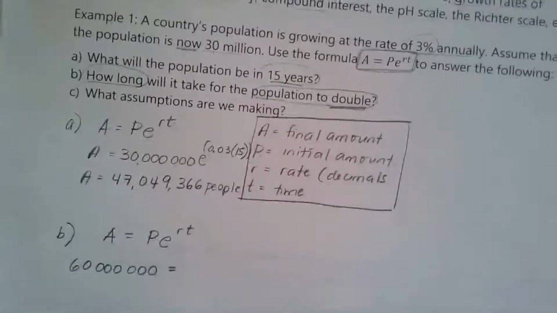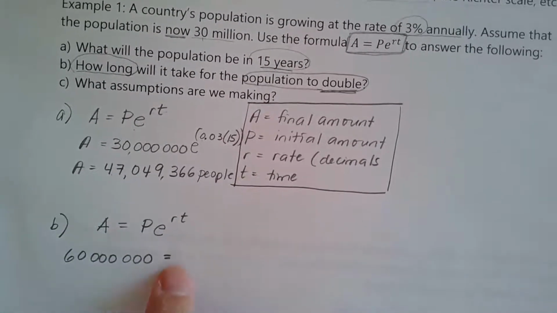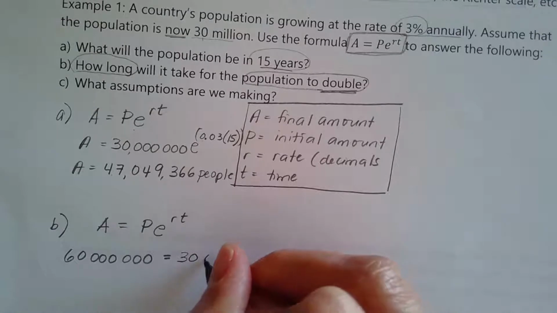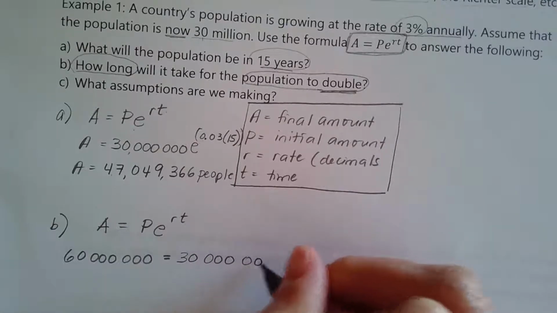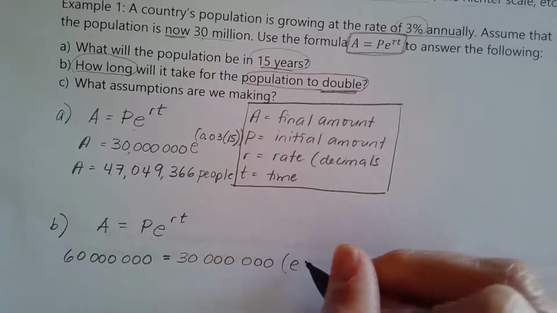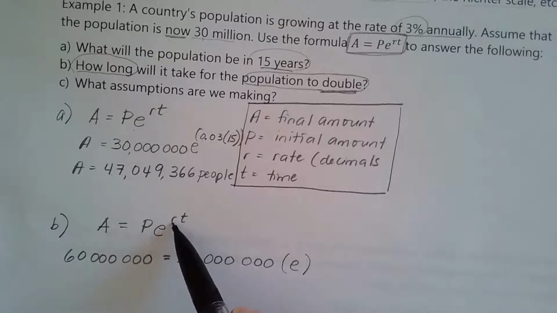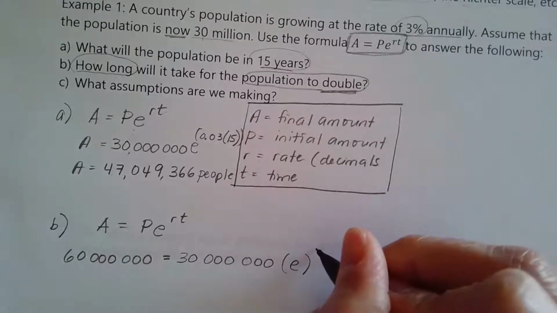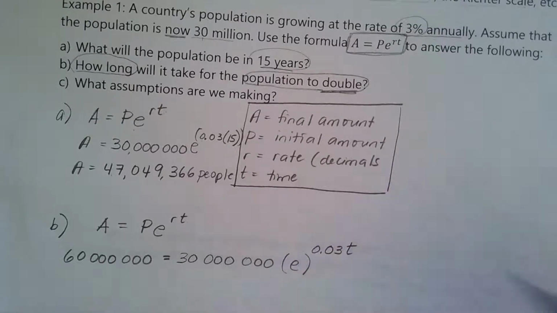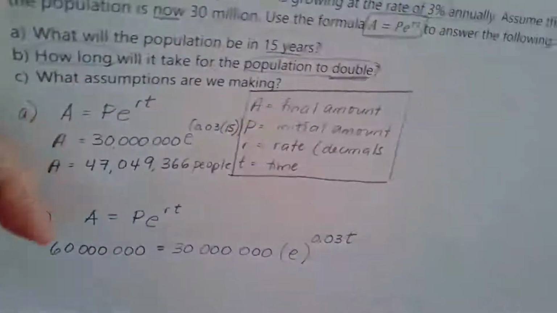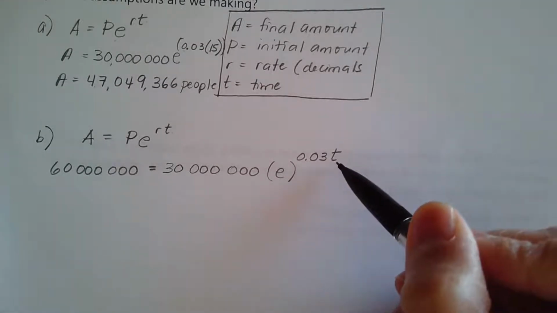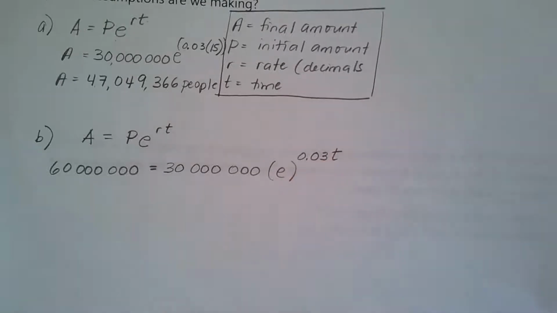Okay, 60 million. And then P, that's the initial population, initial amount, so 30 million times e to the exponent rt. r is 0.03 times t. Okay, and so in this particular equation, we only have one variable that's unknown, and that's the variable t. So let's calculate that one.